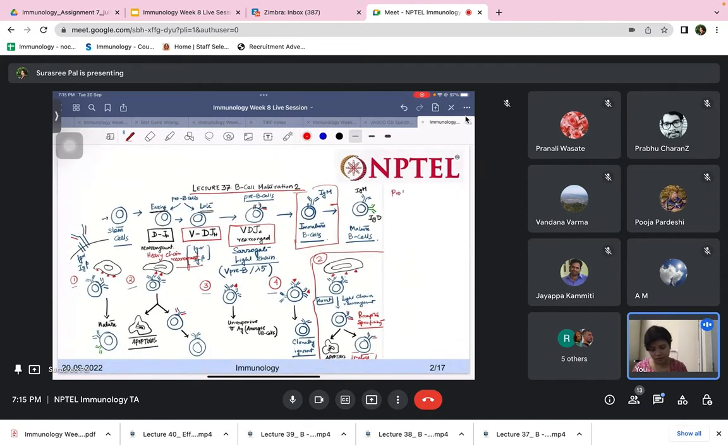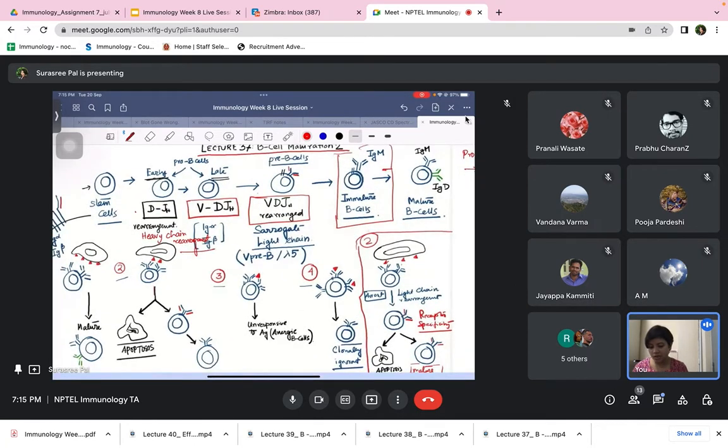I'm writing it here, pro-B cell, heavy chain rearrangement is taking place. And most importantly, in the early progenitor B cells, the D to J, DJ rearrangement is taking place, while the progenitor B cells in the late phase of their development, the V to DJ recombination is taking place, right?